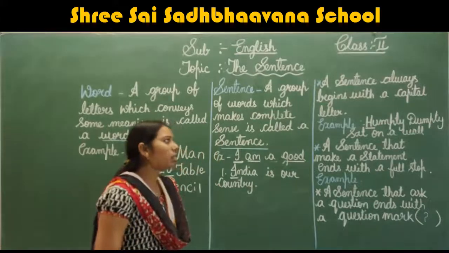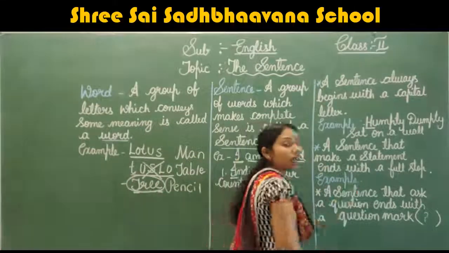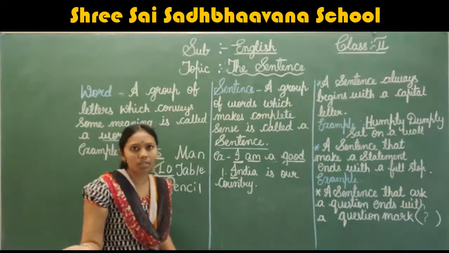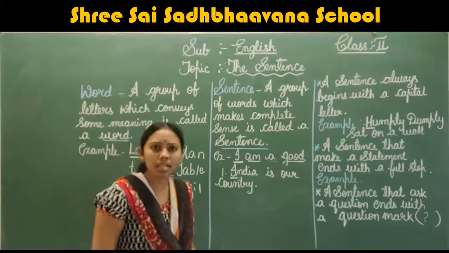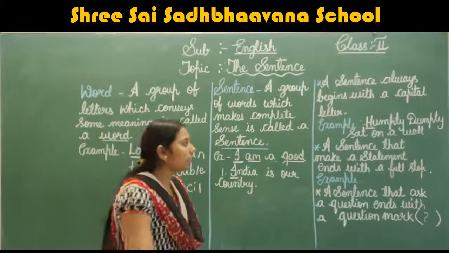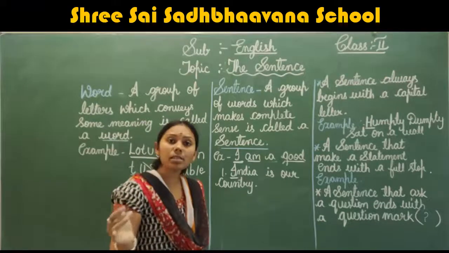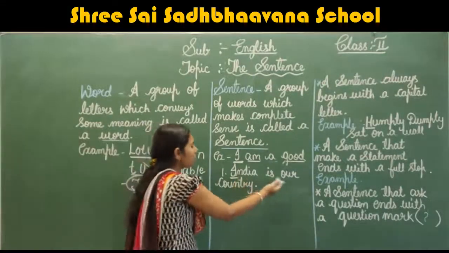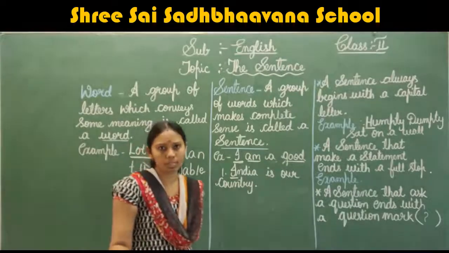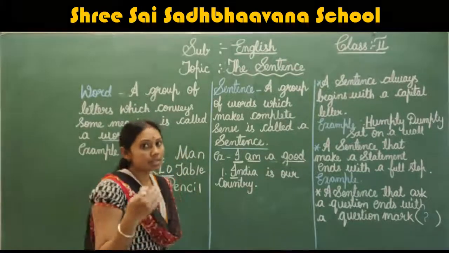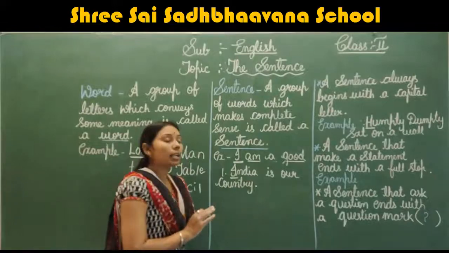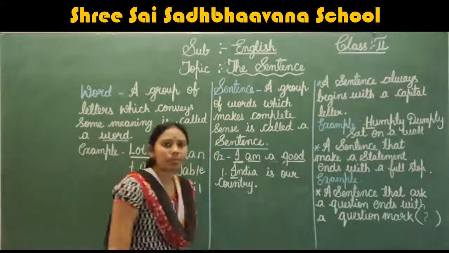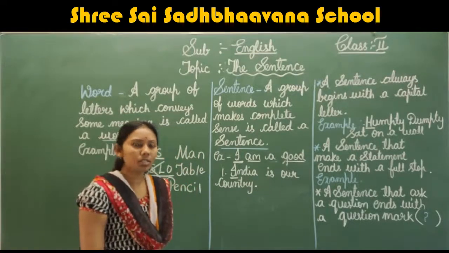Next, one more point. A sentence that makes a statement, like I told you, he is a brave boy. It makes a statement. That type of sentence always ends with a full stop. This is also an example: India is our country. This is also a statement. A sentence that makes a statement always ends with a full stop. Got it?